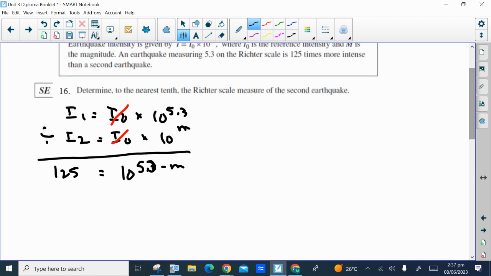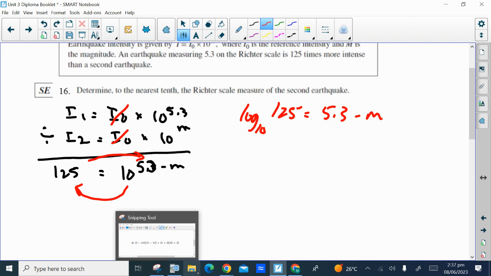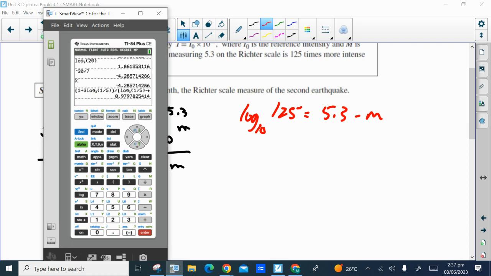And now we want to solve for m. And we can do that by starting with the base and cycling through. We're going to change from exponential to logarithmic. The exponential function has a base of 10, so this log will have a base of 10. It'll be log base 10 of 125 equals 5.3 minus m. Log base 10 of 125, well, you can just use your log key, right? That's a common log, which your calculator is programmed to evaluate.